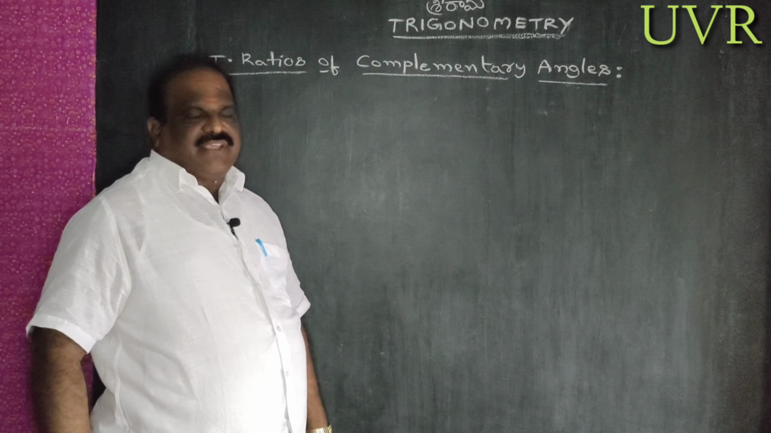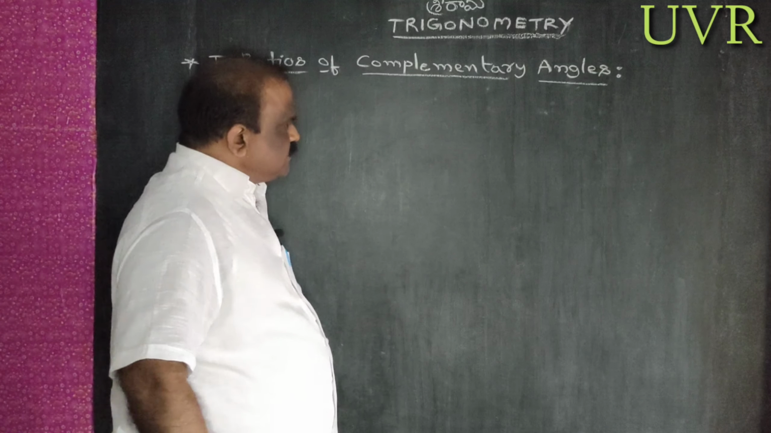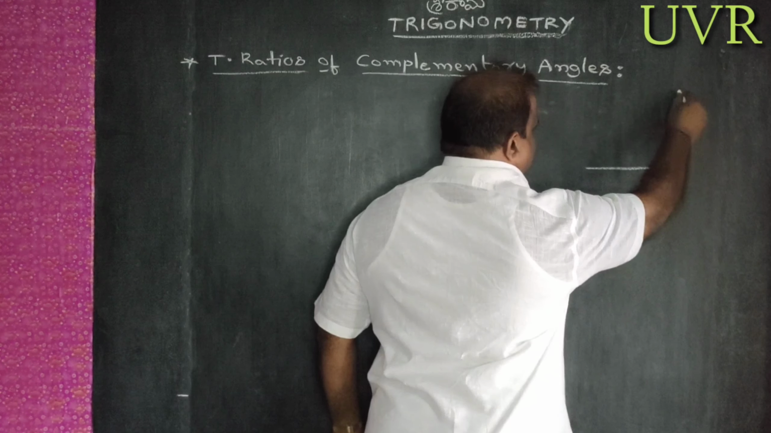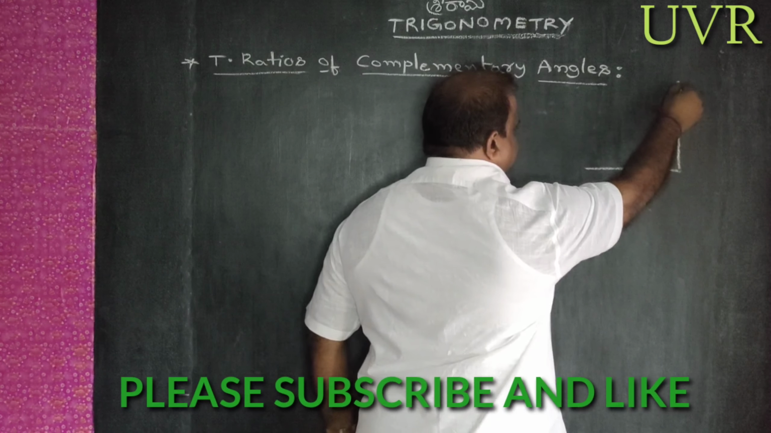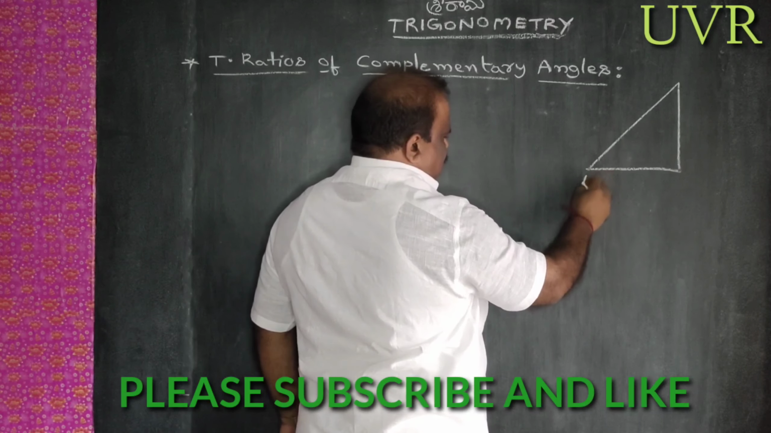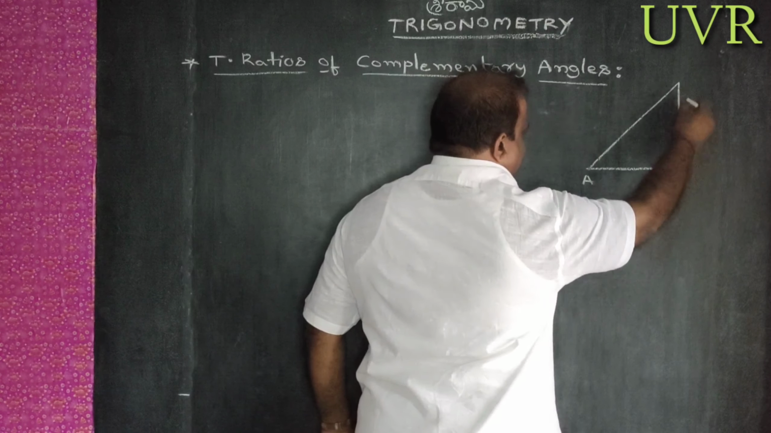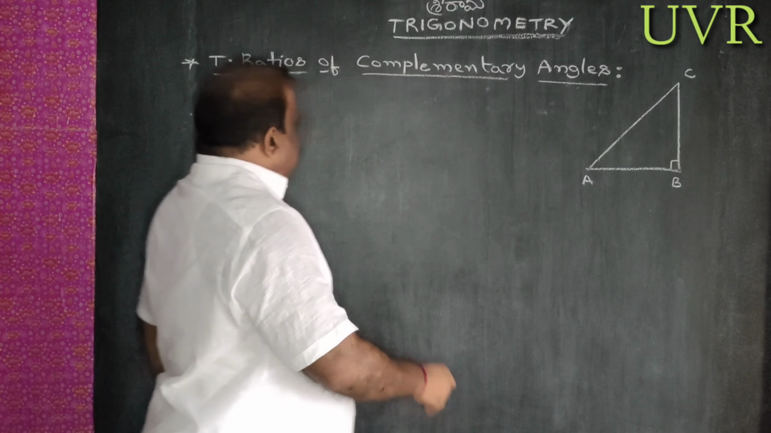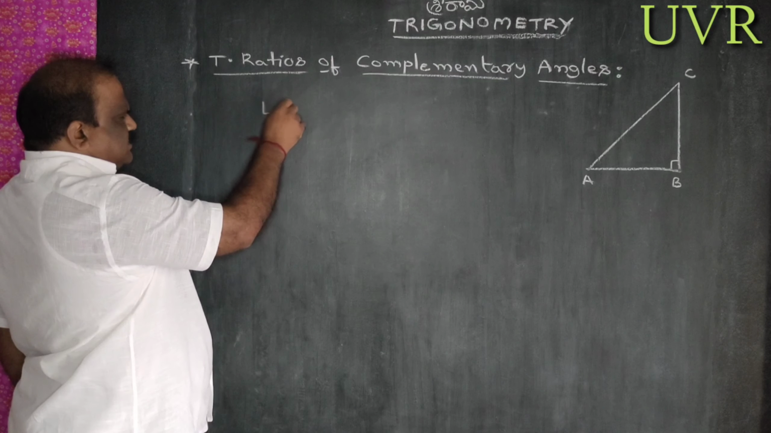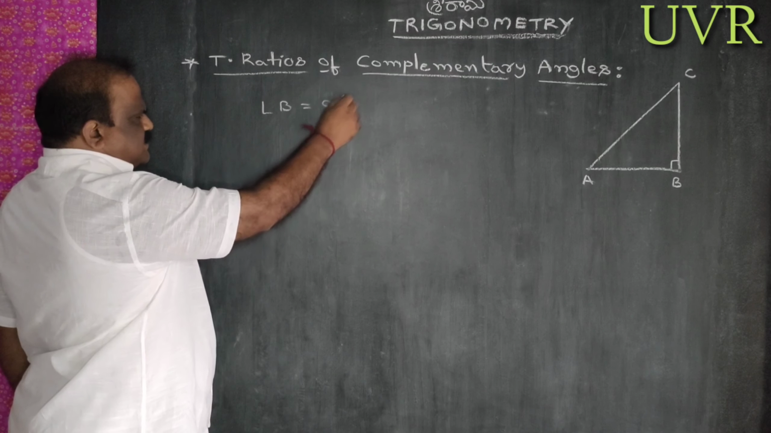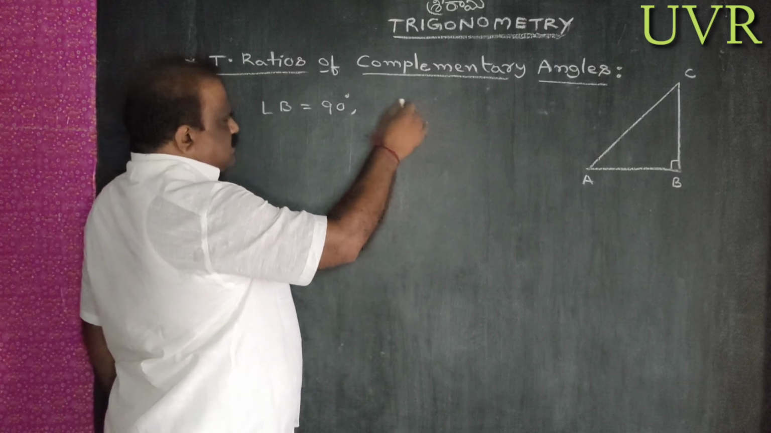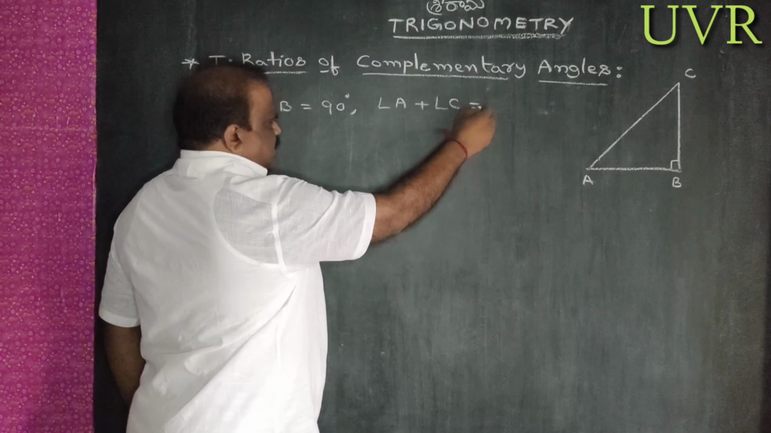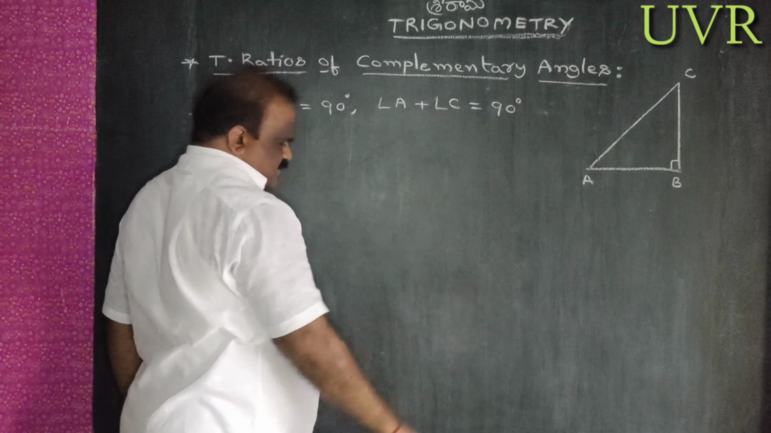Consider right angle triangle ABC. This is a right angle triangle ABC. The right angle is at B. Angle B is equal to 90 degrees. And the sum of the angle A and angle C is equal to 90 degrees.